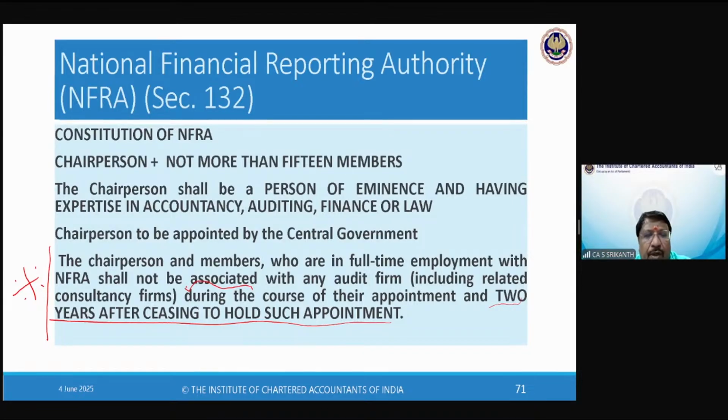Okay. Here, the chairperson and members are told that during the course of their employment and 2 years after ceasing to hold office, see, this is applicable only for those who are in full-time employment. For those who only sit on the board of the authority, this won't apply. Okay, this is for full-time.